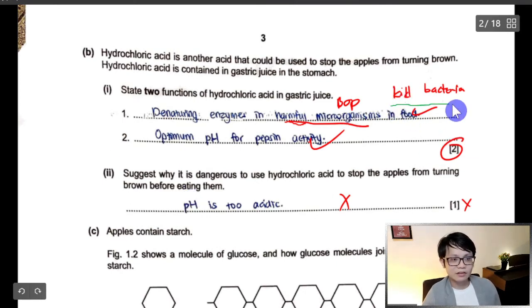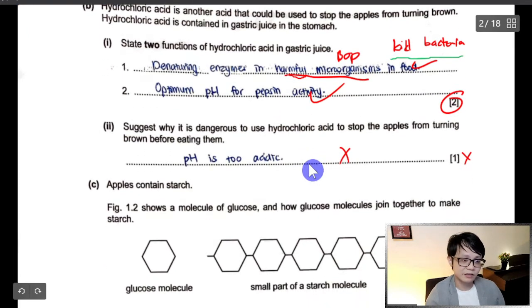You do this to kill bacteria. Just follow the marking scheme. Maybe I think this one is correct, but we just answer what is required in the marking scheme.